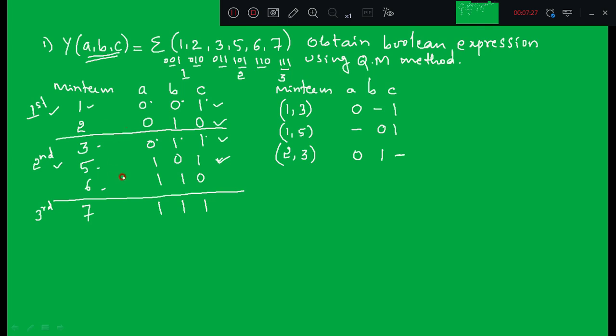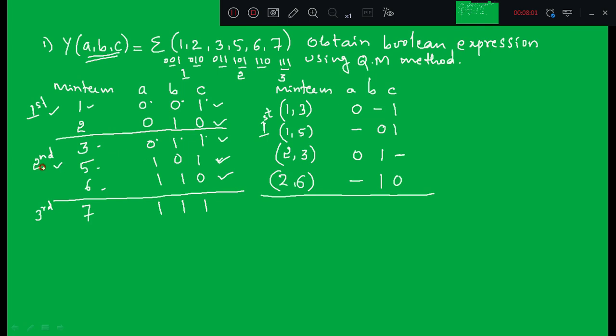Next, 2 and 6, yes, they are getting differed by 1 bit. Which bit? That is A. A is getting differed, so put a dash here, then 1, 0, 1, 0, so put a check mark, right? So here 1, 2 are compared with 3, 5, 6, and we formed one group, right? So now you can draw a horizontal line. Now in the second table, this is my first group, right?